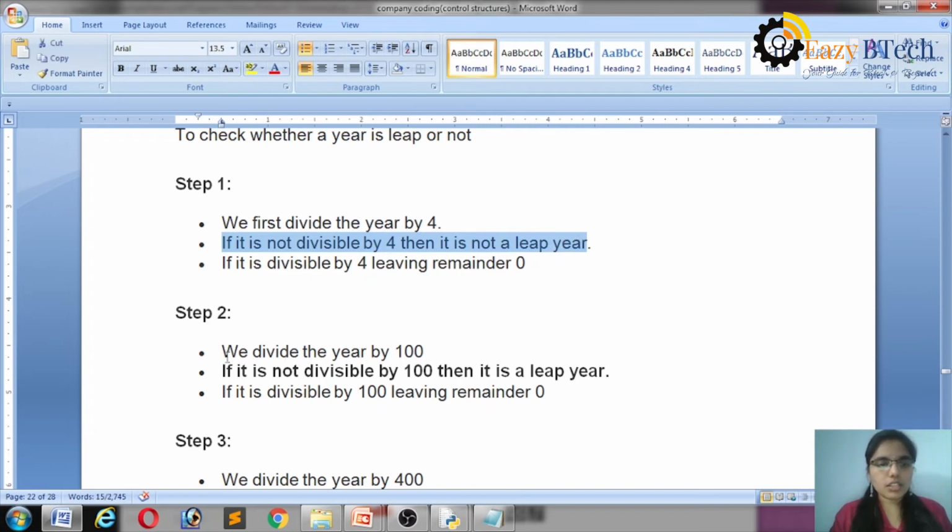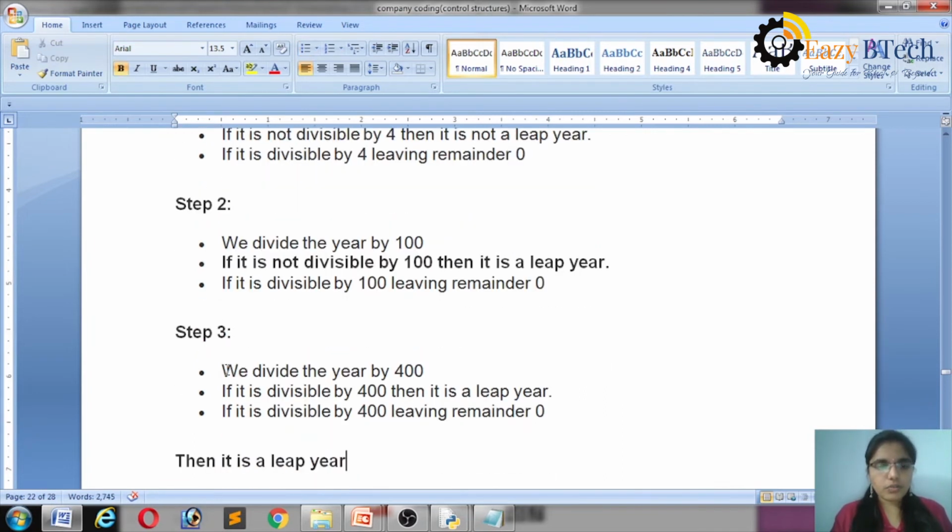Second step, we divide the year by 100. If it is not divisible by 100, then it is a leap year. Next step, we divide the year by 400. If it is divisible by 400, then it is a leap year.